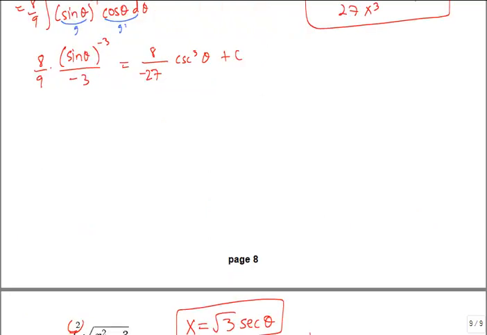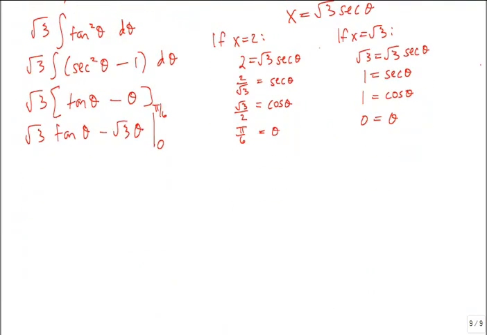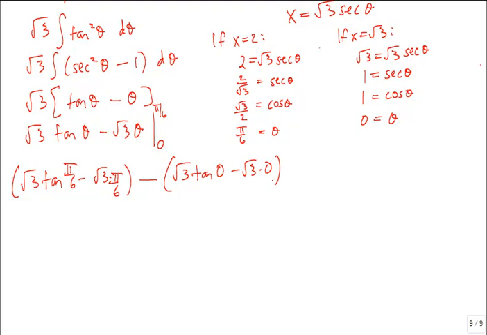So now that I know my two new bounds, now we can just plug them into here. So if I plug in pi over 6, this becomes root 3 tangent of pi over 6 minus root 3 times pi over 6 minus parentheses, now let's plug in for 0, root 3 tangent of 0 minus root 3 times 0. Tangent of 0 is 0, root 3 times 0 is 0, so all of this just goes to 0.